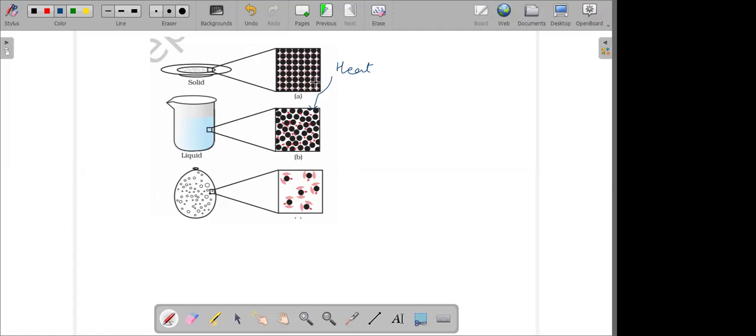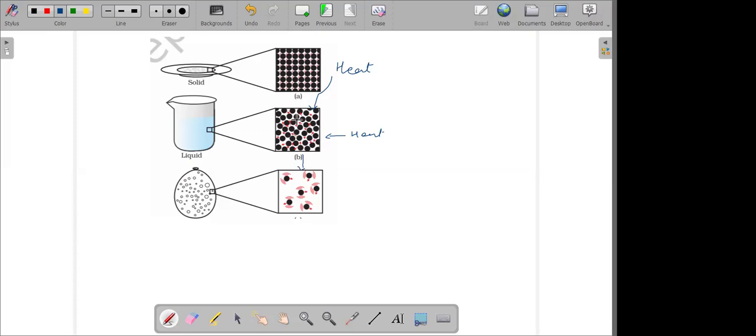So if you supply some amount of heat to the solids, the solid gets converted to the liquid state. As the particles gain energy, they become liquid. Now, if I supply more heat energy to them, they get converted to the gaseous state, as the speed of each of the particles will increase. Got it?